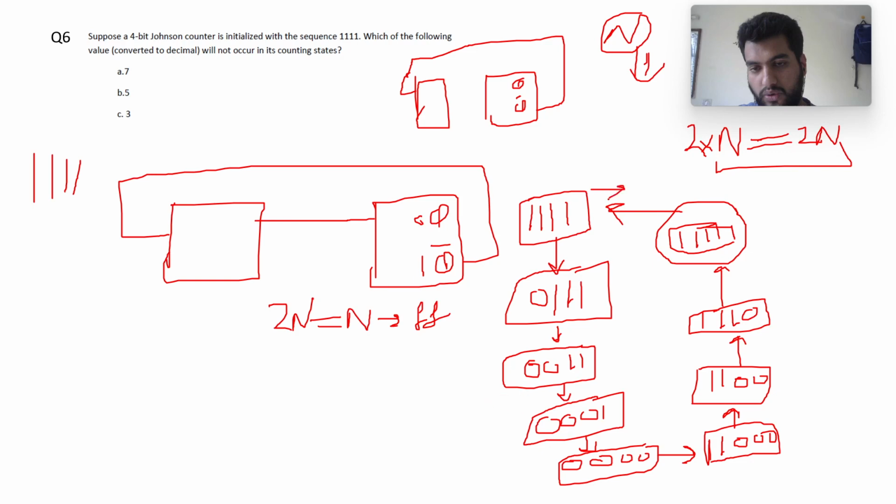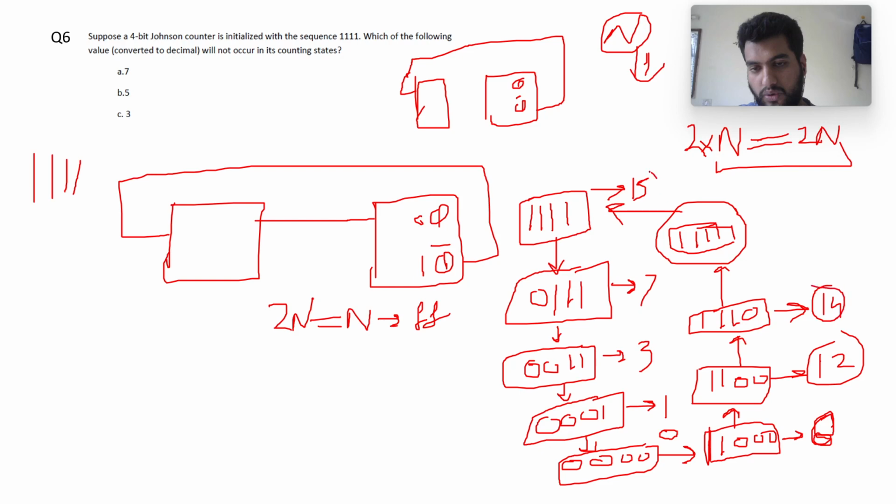So this thing is equal to 15, this thing is equal to 7, this thing is equal to 3, this thing is equal to 1, this thing is equal to 0, this thing is equal to 4 plus 2 is 6. Yeah, this thing is equal to 6. No, 1 0 0, sorry, 1 0 0. This is equal to 8. Then 2 4 8, yeah, this is equal to 8 plus 4, 12. This is equal to 8 plus 4 plus 2, 14. So these are my 8 states, and among the options 5 is not present.